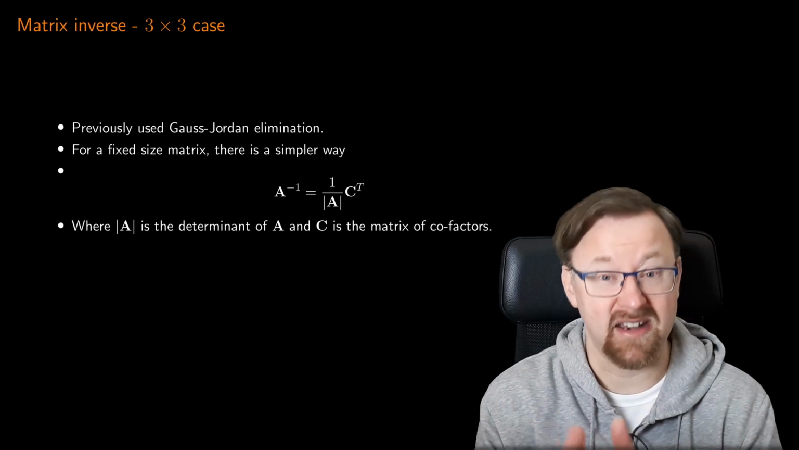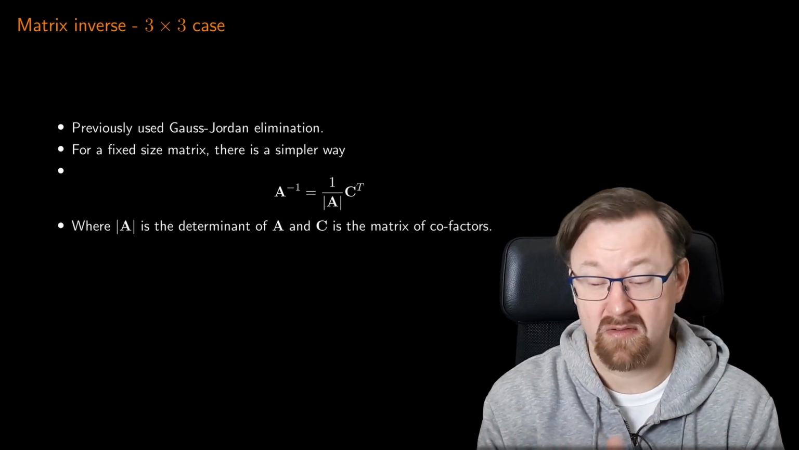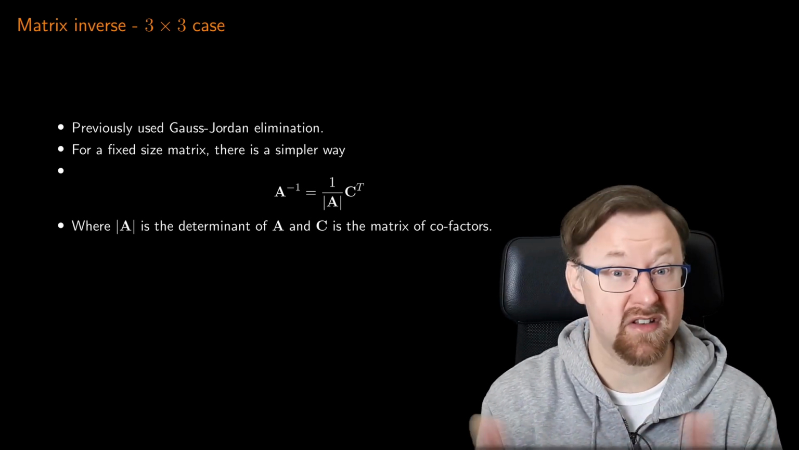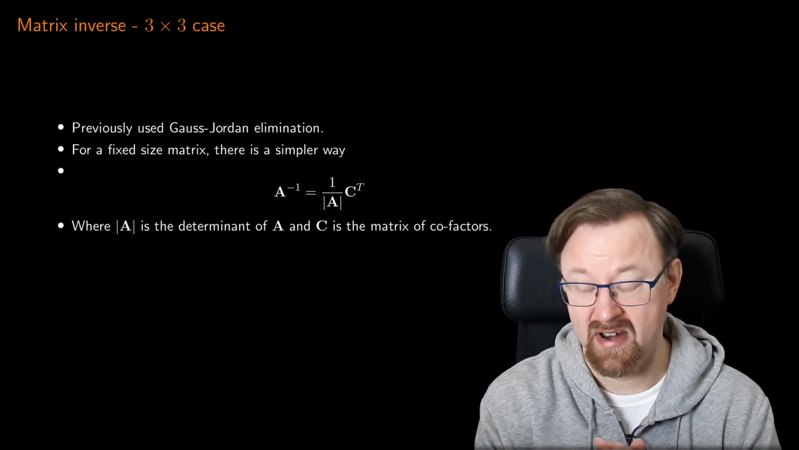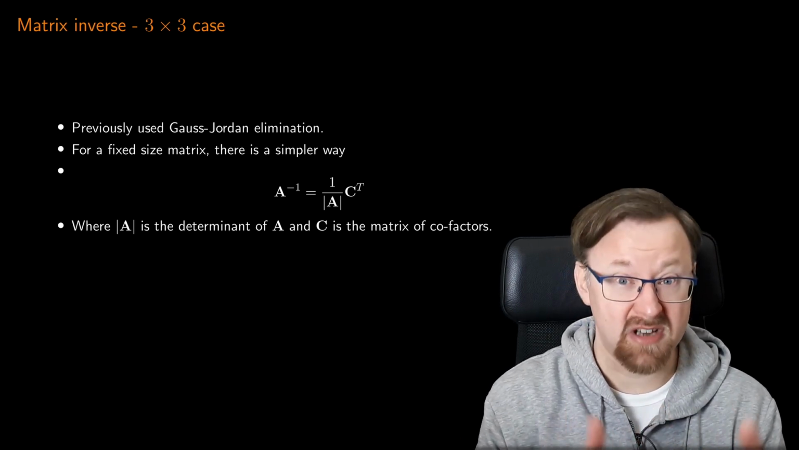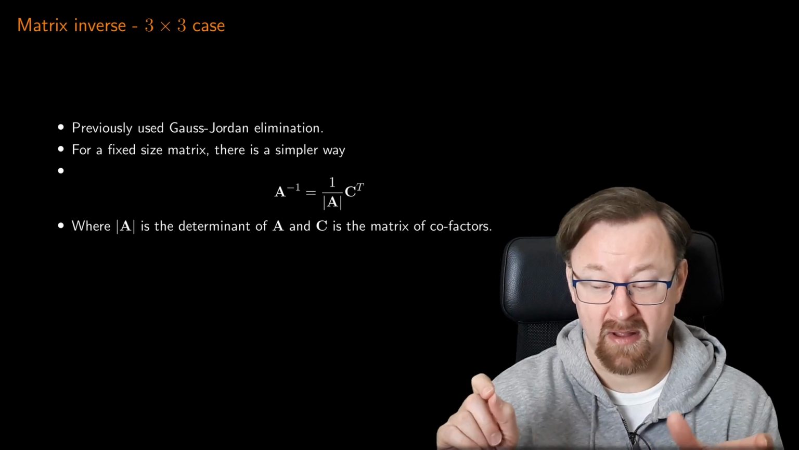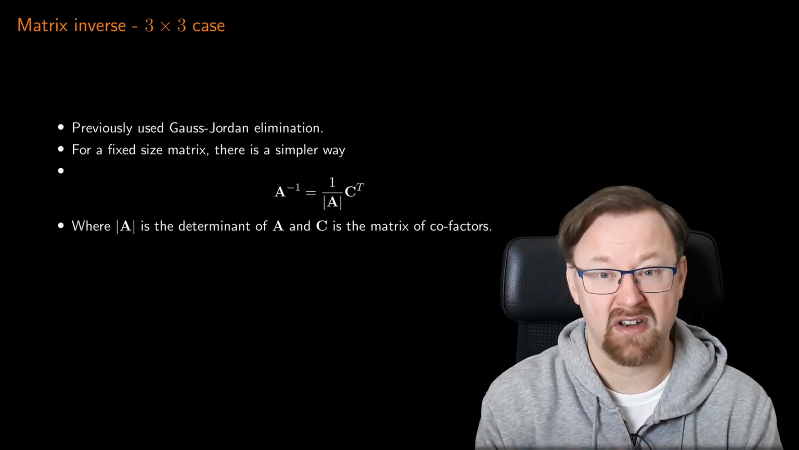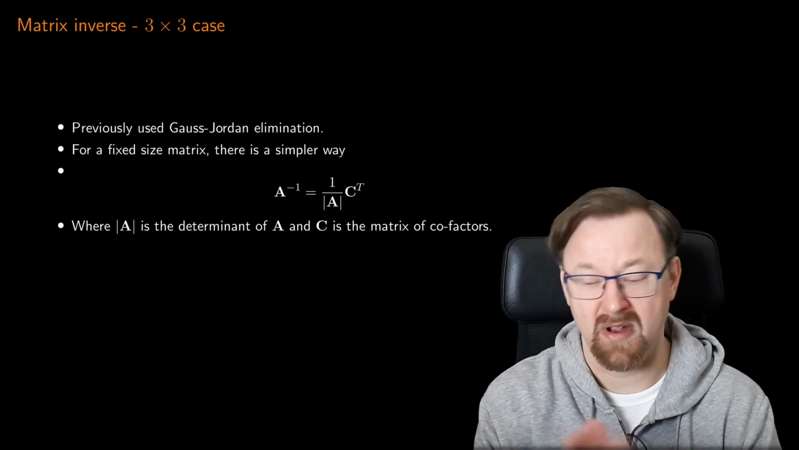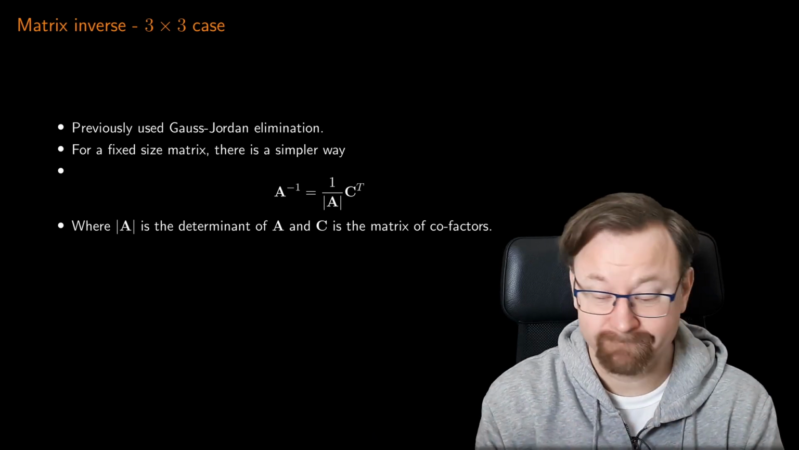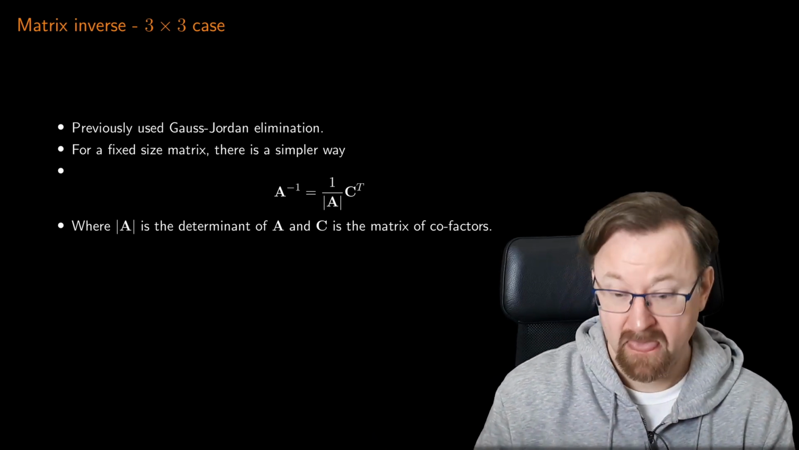We can actually do it analytically using this equation here. So this shows us that the inverse of the matrix A, A to the minus 1, is equal to 1 over the determinant of A multiplied by the transpose of the cofactor matrix, or the adjunct or adjoint matrix, depending what you want to call it. Okay, so that's pretty simple.